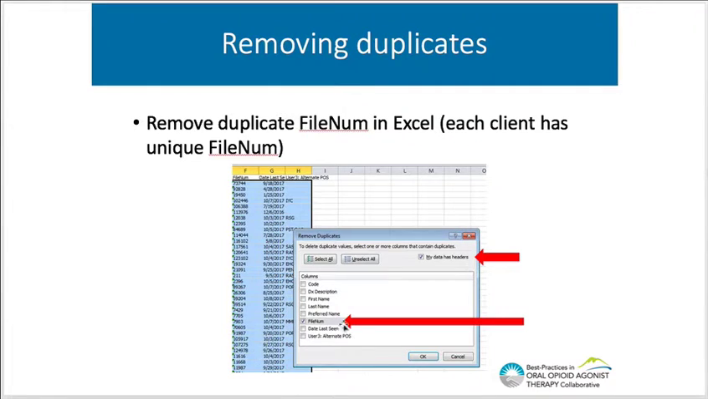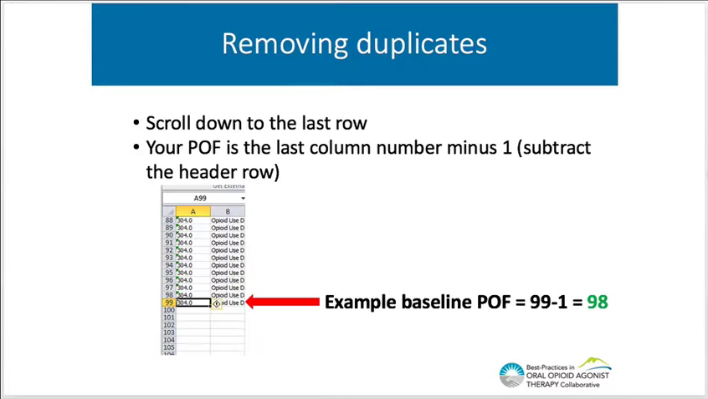If you go to remove duplicates, a window like this will show up. You want to first unselect all and then just select the ID column, the file number. Say your data has headers, and then if you click there, it will remove all the rows that are a duplicate file number. You can then just look at the number of rows minus 1, which is the header row, and that will give you the number of clients in your population of focus.